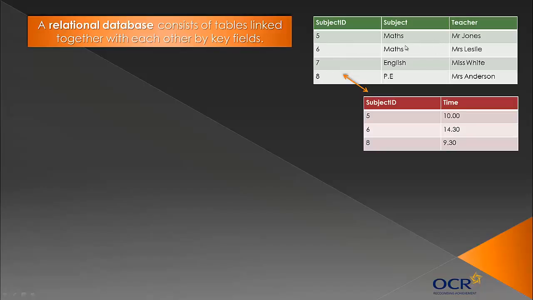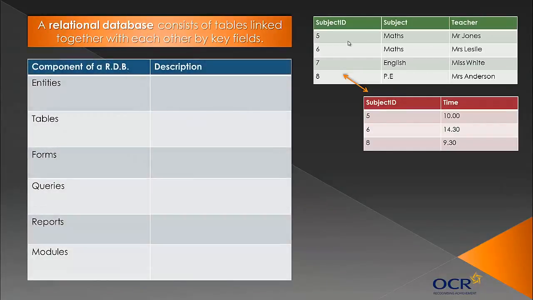So we've got two tables here. This could comprise a database, or this could comprise part of a relational database. It would be very small if it had only two tables, but it would still technically be a relational database because it's linked together by the subject ID key field. But let's leave that for a second and just define a few terms before we get started.